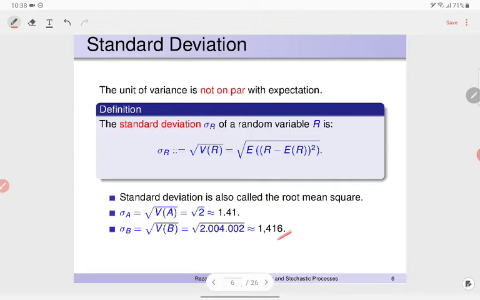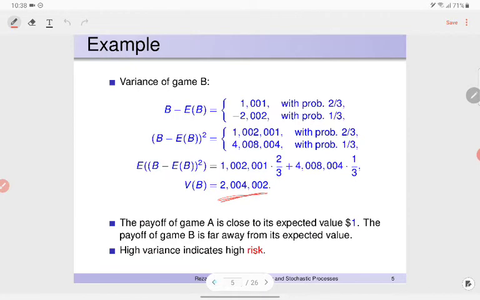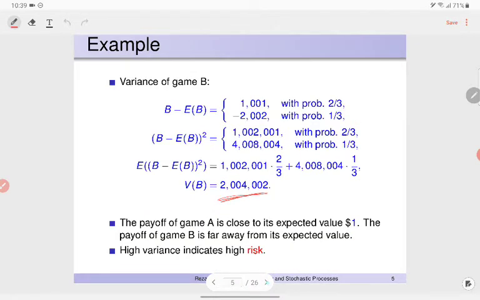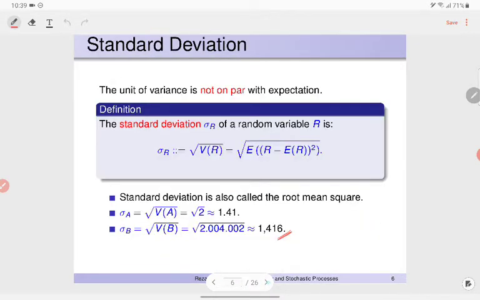If you see here the random variable, B wins 1002 with probability 2/3 and loses 2001 with probability 1/3. So this is on par with the value of this variance. And this provides us with a closer meaning of this variation, of this deviation.